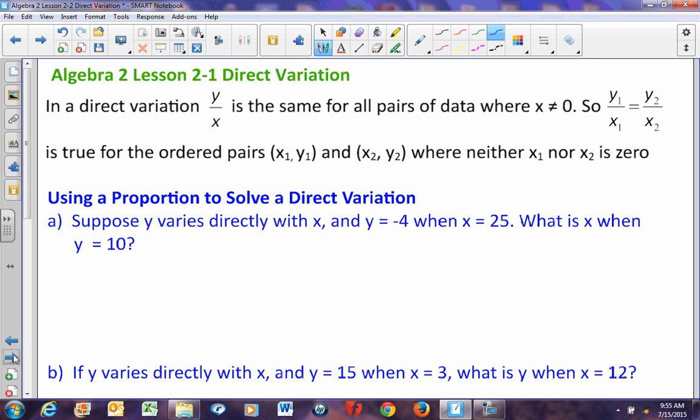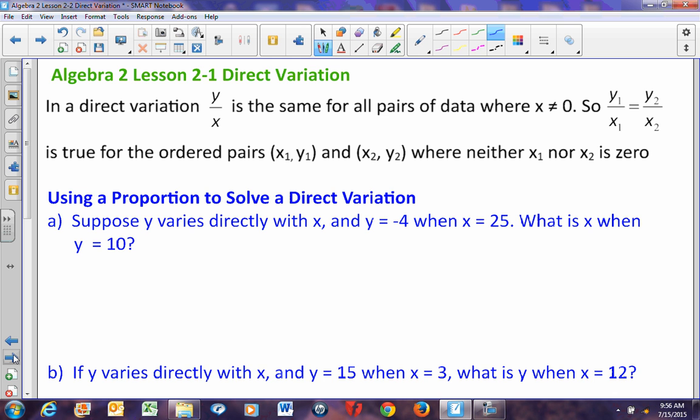So, if I had a proportion, y1 over x1, that should equal y2 over x2. That's true for all the ordered pairs, provided that neither x1 nor x2 happens to be 0, because division by 0 is undefined. So you can use that idea of that proportion to solve direct variation. So suppose y varies directly with x, and y is negative 4 when x is 25.